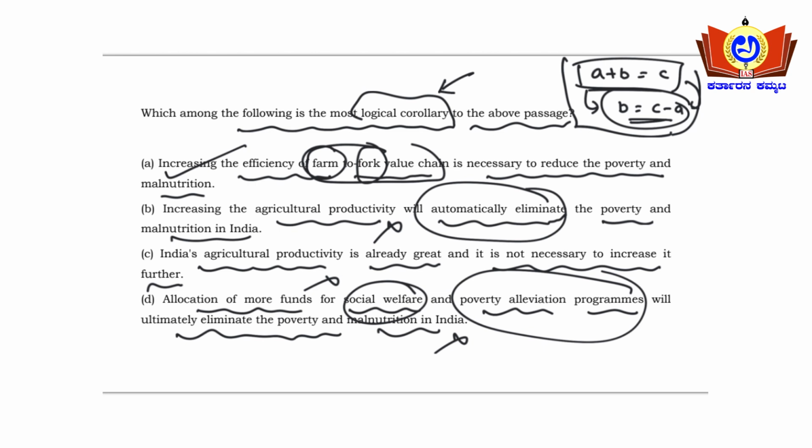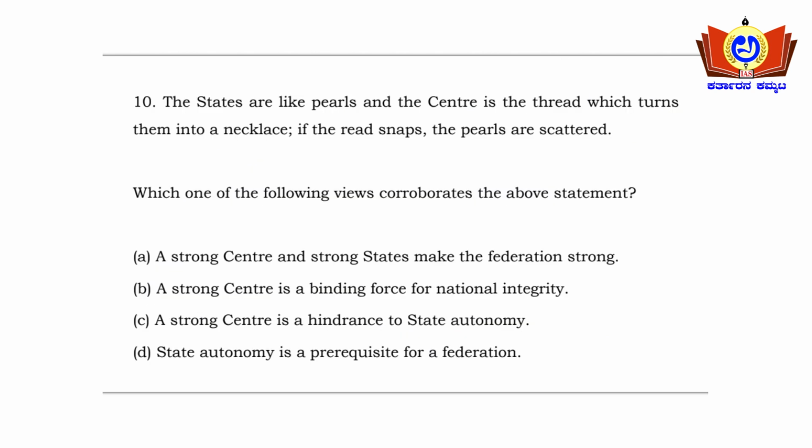Then only you can arrive at the most probable option here. Okay, so moving on to the next passage. It's a small passage. The states are like pearls and the center is the thread which turns them into a necklace. If the reed snaps, the pearls are scattered. Okay, this is the passage here.